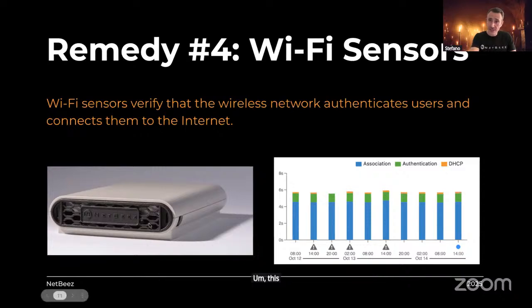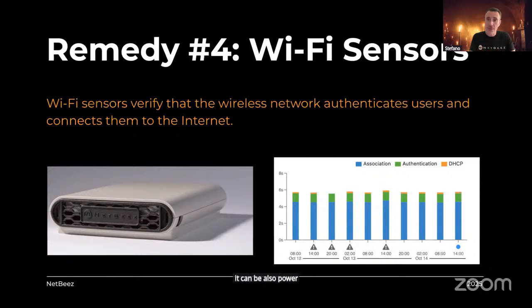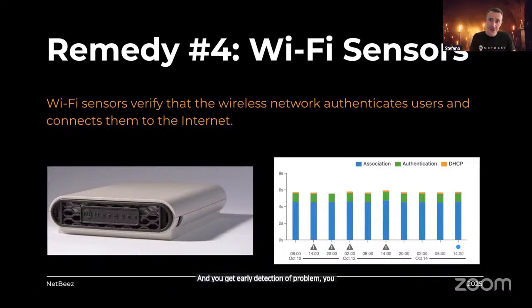What you see on the left is the Wi-Fi sensor. It is a plug and play appliance. You can deploy it anywhere in your corporate infrastructure, on an access layer, on a switch. It can also be powered with PoE, and then it will connect with Wi-Fi to whatever access point it can detect in the surroundings, like any other client. And then with that, you have Wi-Fi monitoring from the client perspective. It's as if you have the canary in the coal mine, and you get early detection of problems, so you can verify that there is enough service wherever that sensor is located.